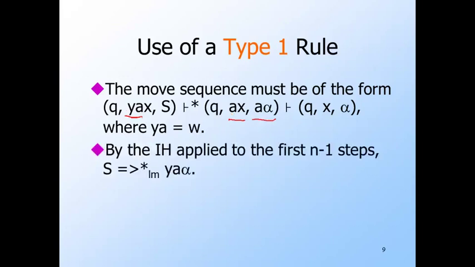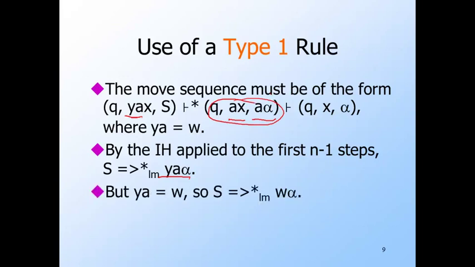By the inductive hypothesis applied to the first n-1 moves, we can conclude that there is a leftmost derivation from S of YA alpha. That's this, and it corresponds to the fact that there is an n-1 step derivation of that ID. But YA is W, so we already know that there is a leftmost derivation of W alpha. That is the needed conclusion for the full sequence of n steps.